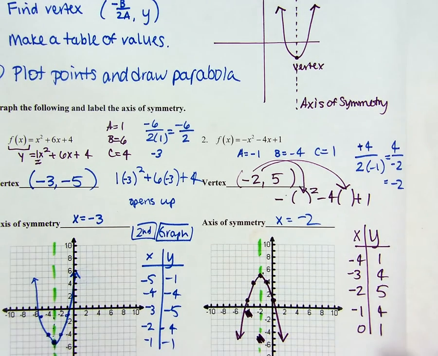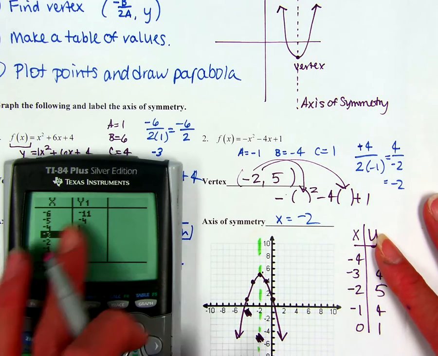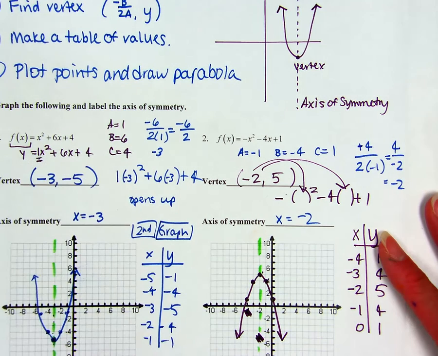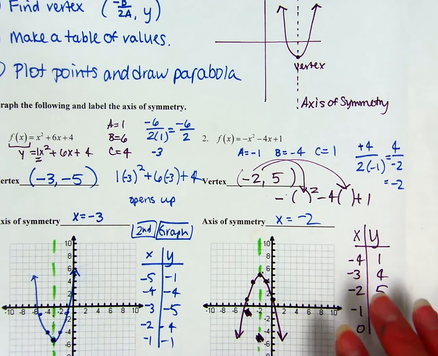You can pick more points if you want to. You can copy down as many of them from your table of values as you want, but you just need enough to get the U shape. Okay. Alright, 2 more problems.